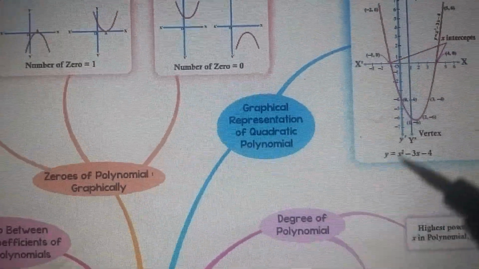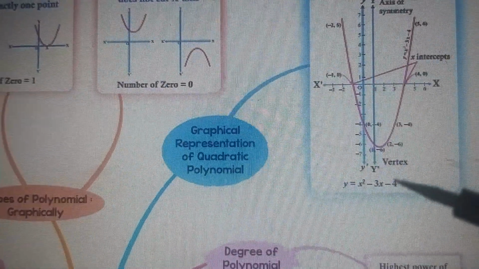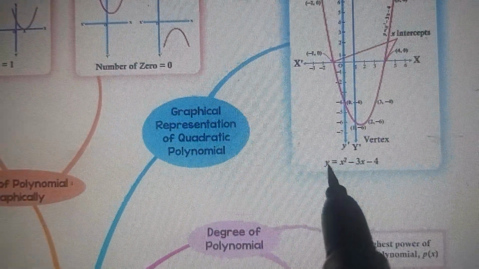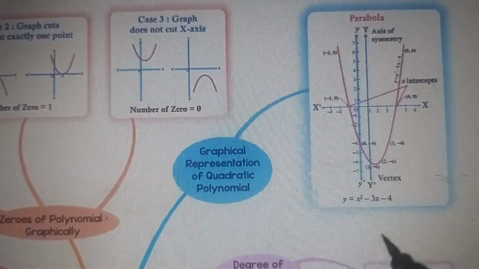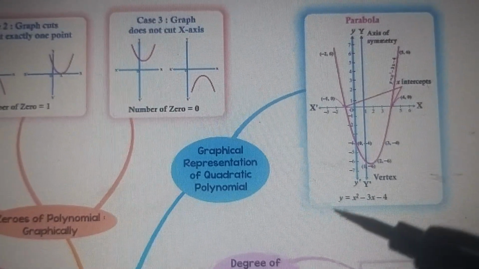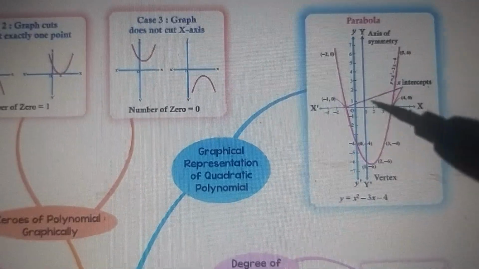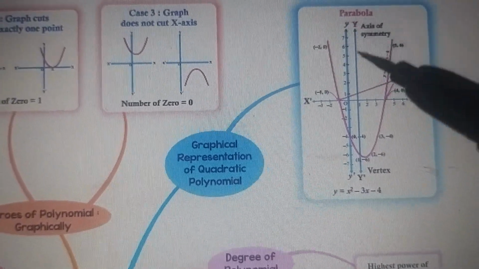Now graphical representation of a quadratic polynomial. If y equal to x square minus 3x minus 4 is given, then we have to take the graph by substituting the values of x, and we have to get y values. It is very easy to draw a parabola, whenever this shape is called a parabola.